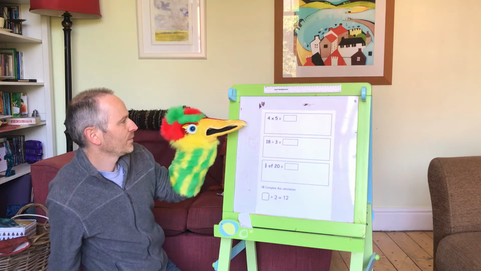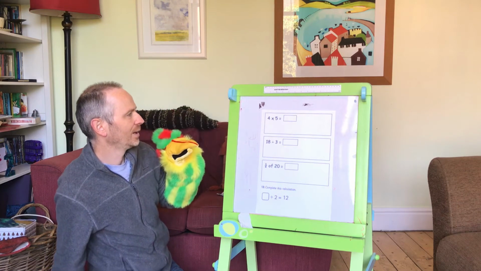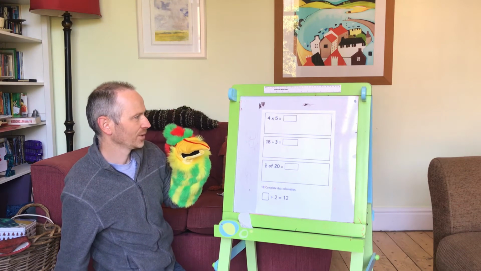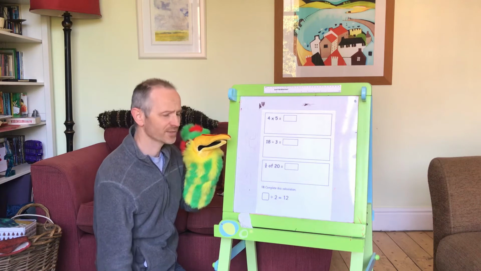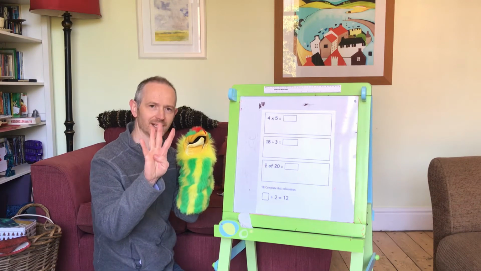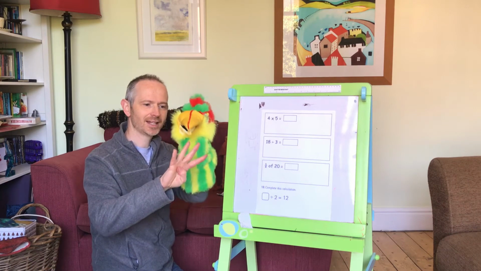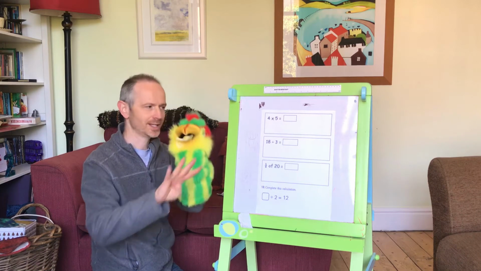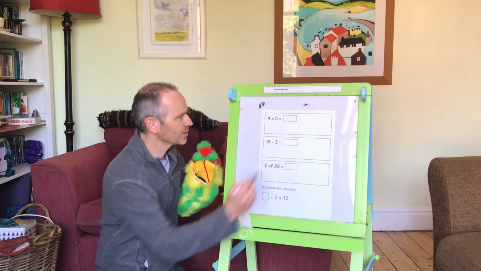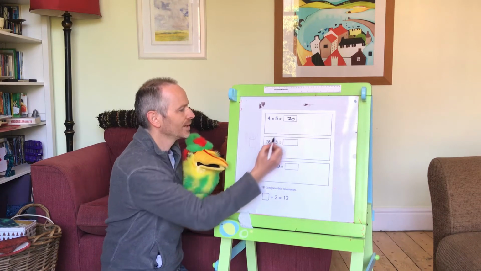Now, this one relies on our 5 times table knowledge. 4 times 5, we could hold up 4 fingers and count in 5s until we counted them all. 5, 10, 15, 20. Okay, so we're going to put 20 there.